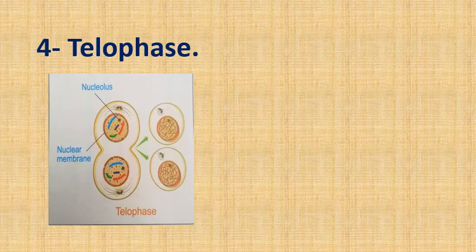Mitotic division must pass by 4 phases, which are prophase, metaphase, anaphase, telophase. You must know them in this order. You can't make a disturbance in their order. Okay? Number 1, prophase. Number 2, metaphase. Number 3, anaphase and telophase. Finally, to produce 2 new cells, each one contains diploid number of chromosomes.